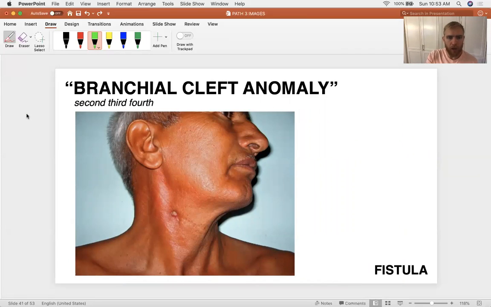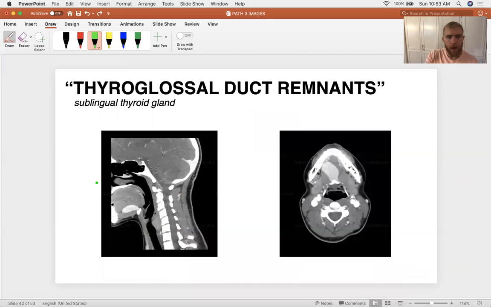Here is a fistula at this location. Can't really tell if it's a fistula or a sinus, but you want to go with fistula just because you can notice some swelling up through there, some redness. And then we're going to talk about thyroglossal duct.